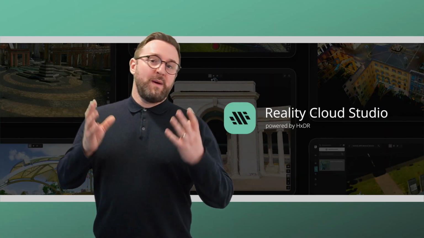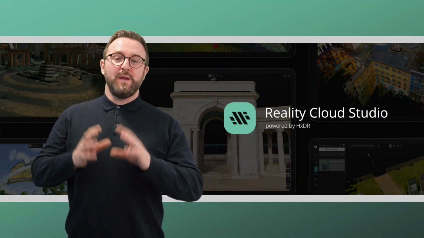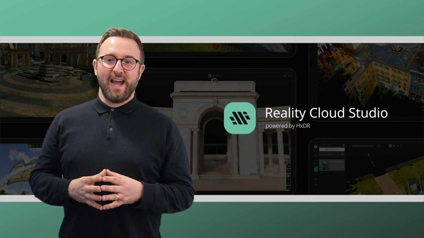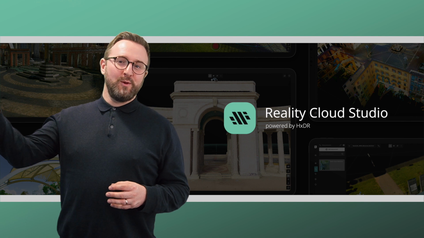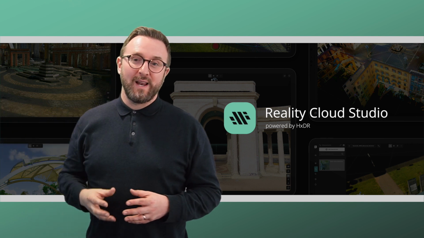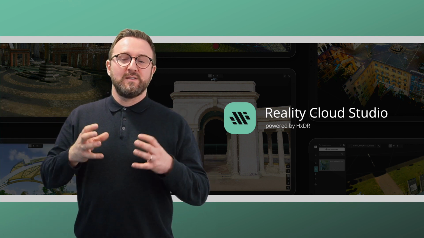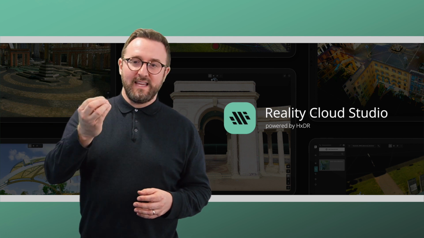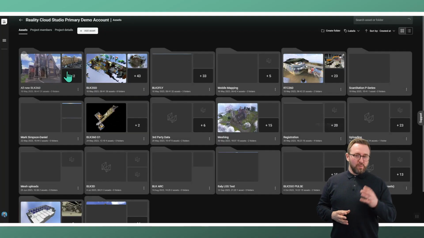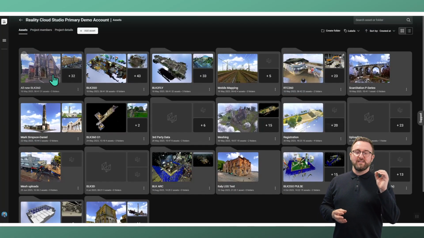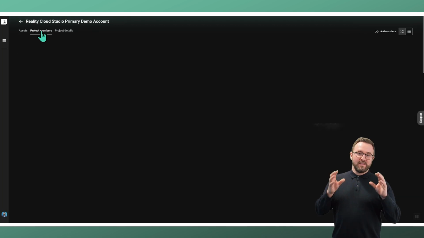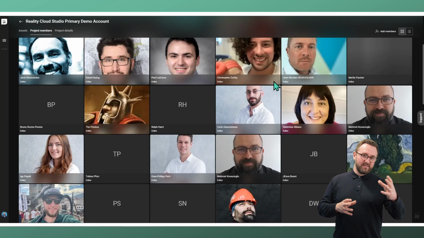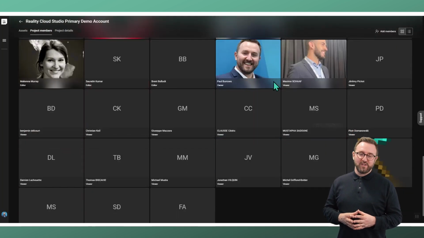We have some really powerful tools to manage the people who are using and accessing your Reality Cloud Studio account, whether that's internal team members or people you've invited, external collaborators. We have a way to make sure that they can see exactly what you want them to see. So what we're going to do now is just look at this project members tab within our folders. And within there, you can see everyone who has access to this primary demo account, which I have set up.